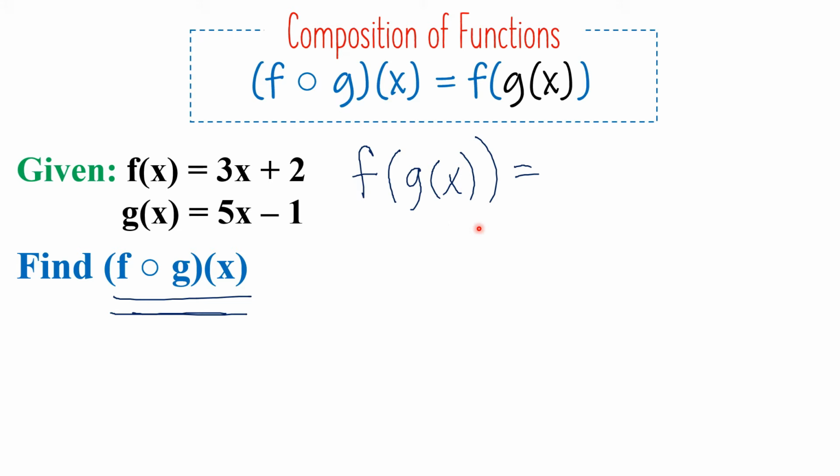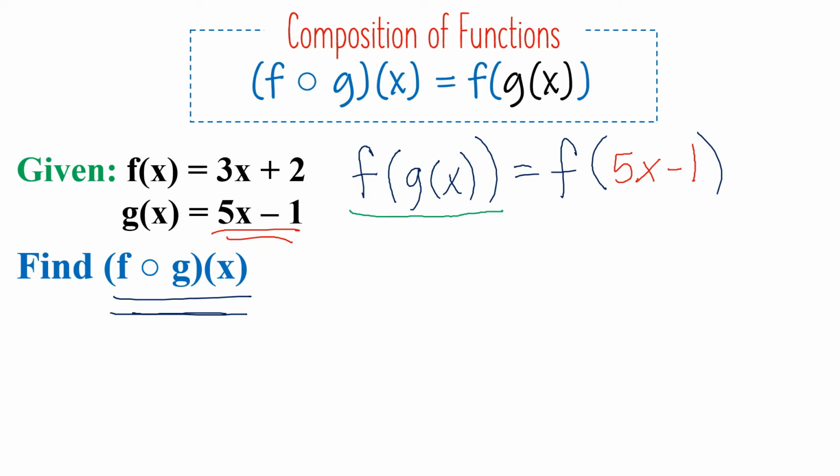At para masolve natin yan, magsisimula tayo sa loob ng parenthesis. So nasa loob ng parenthesis yung g of x. It means that equal siya sa f of, papalitan lang natin yung g of x. So yung g of x, ang value na given ay 5x minus 1. So ilalagay natin sa loob 5x minus 1.